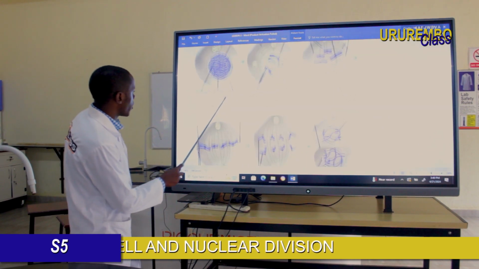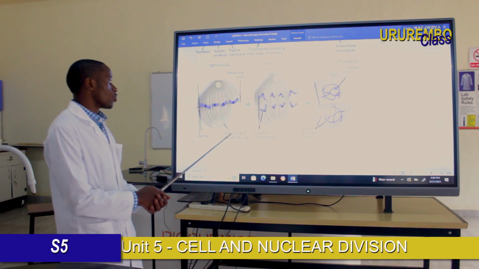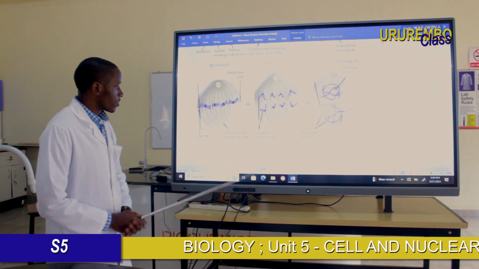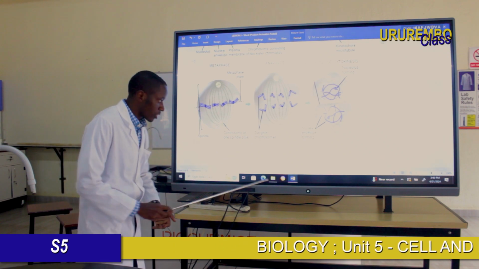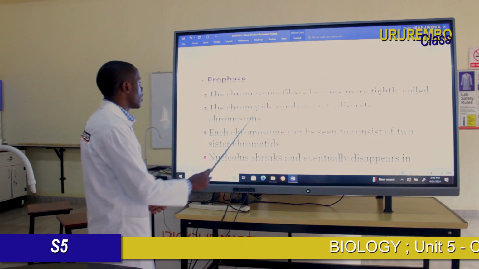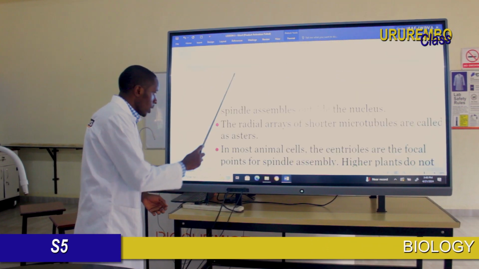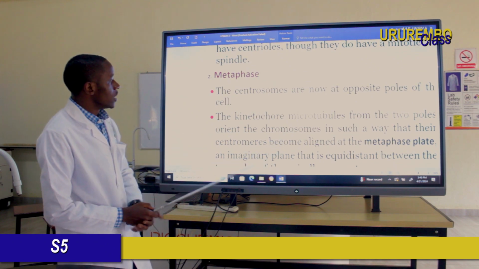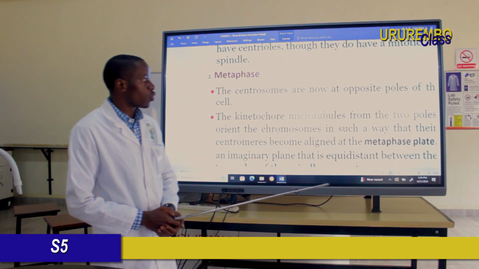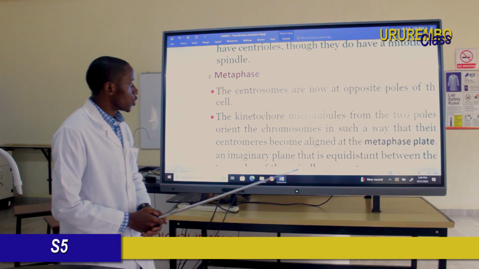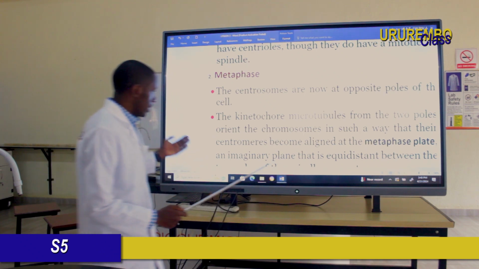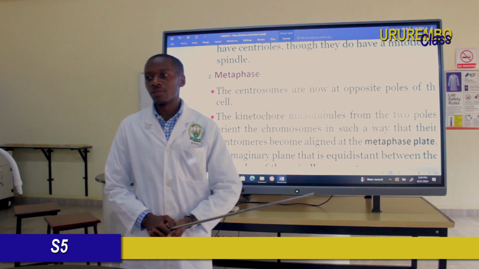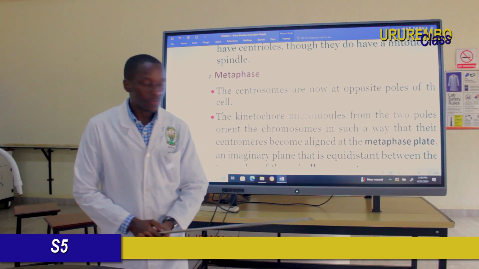This is what is called metaphase. Here there are centrosomes on each pole: one pole contains a centrosome, and the other pole contains a centrosome. The centrosome is also a characteristic of metaphase. Also, the kinetochore microtubules form two poles and orient the chromosomes in such a way that their centromeres become aligned with the metaphase plate or equator.